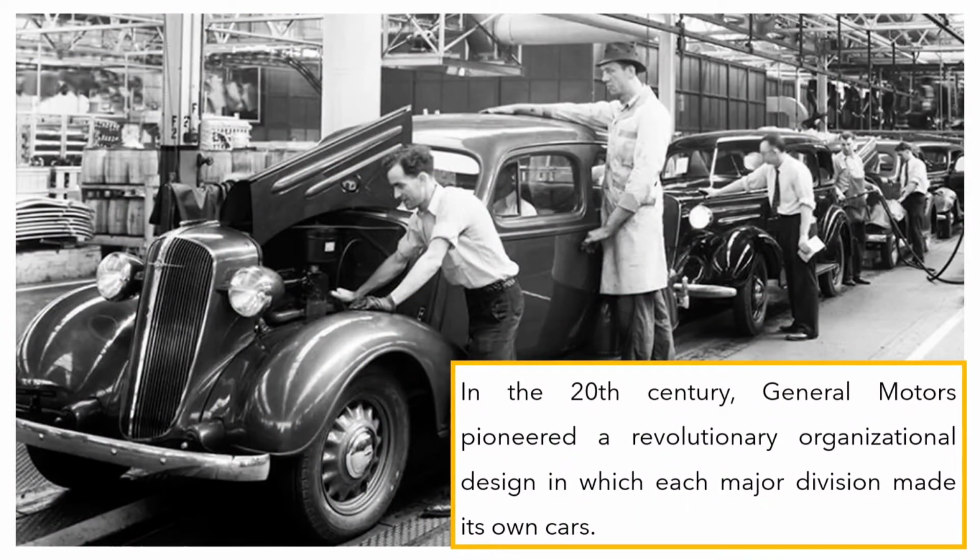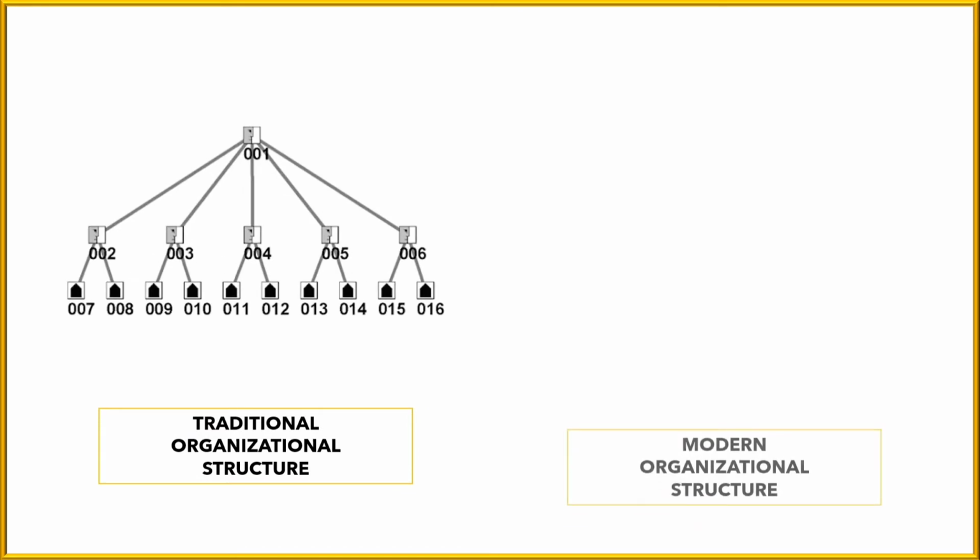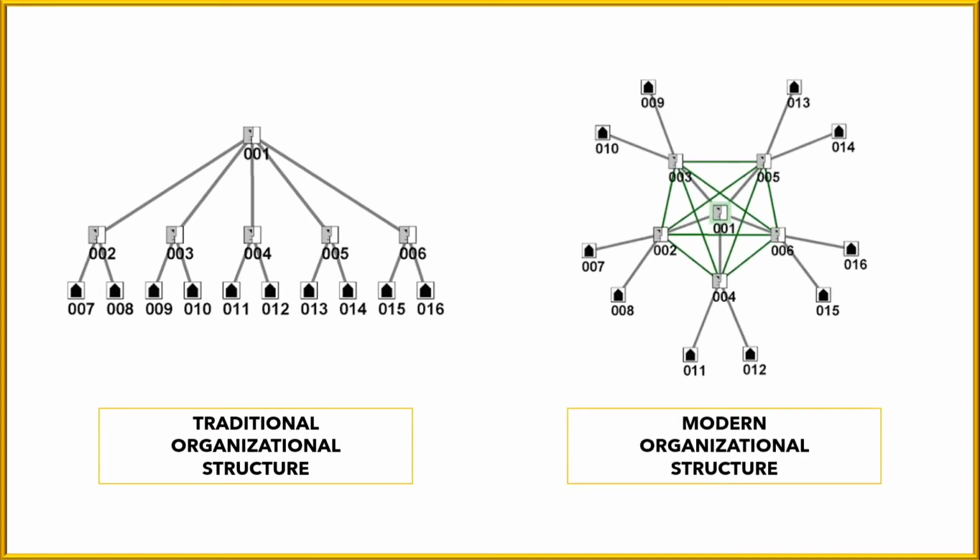In the 20th century, General Motors pioneered a revolutionary organizational design in which each major division made its own cars. Today, organizational structures are changing swiftly from virtual organizations to other flexible structures.